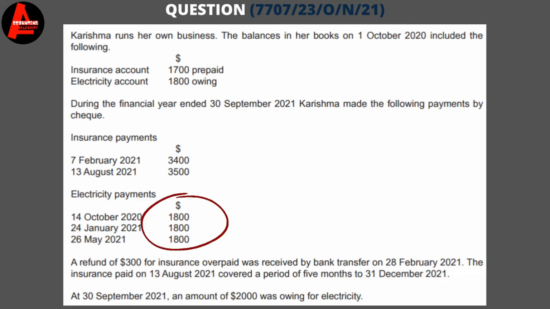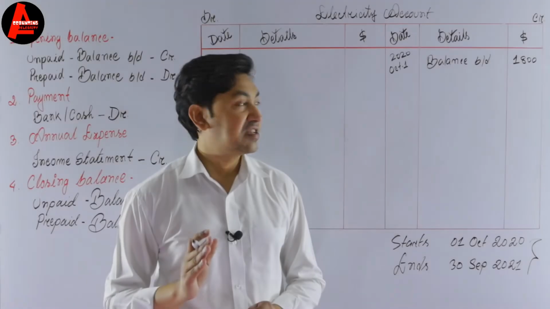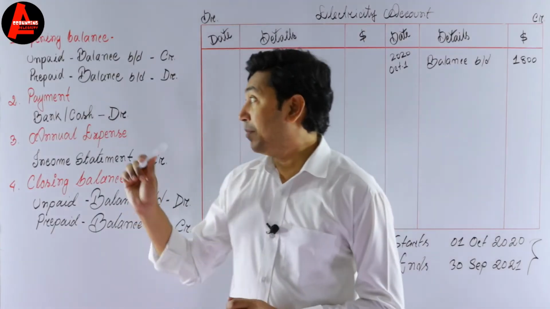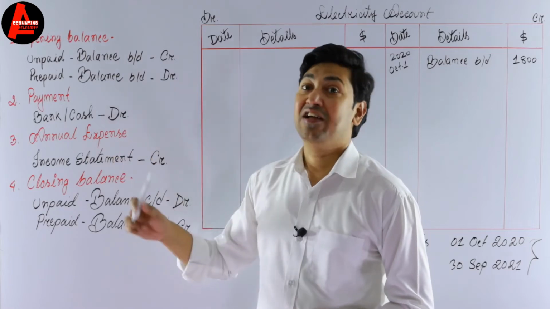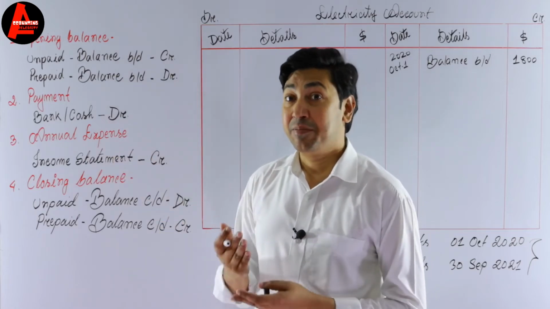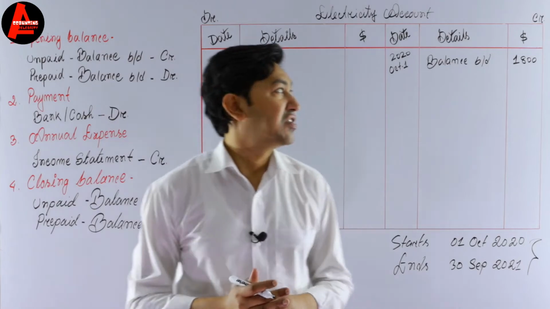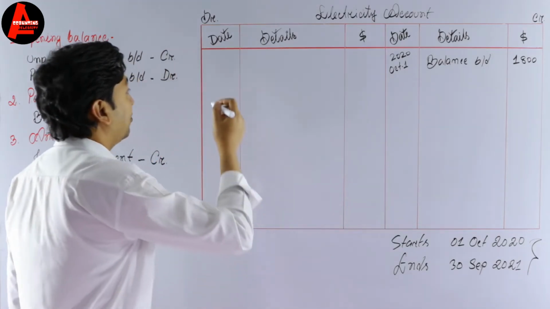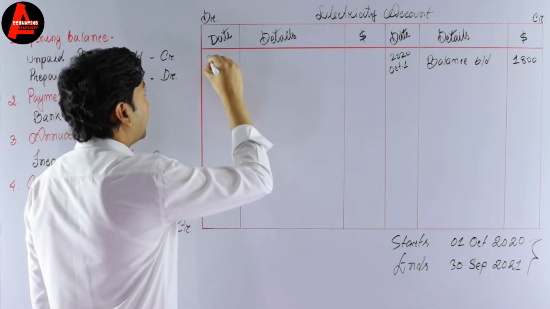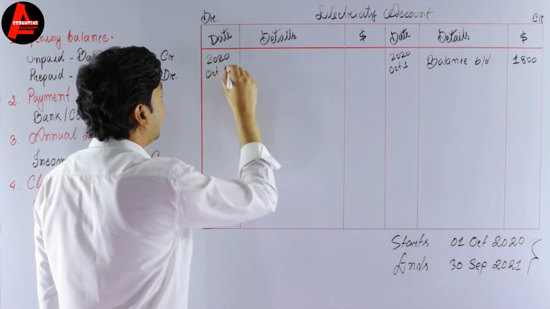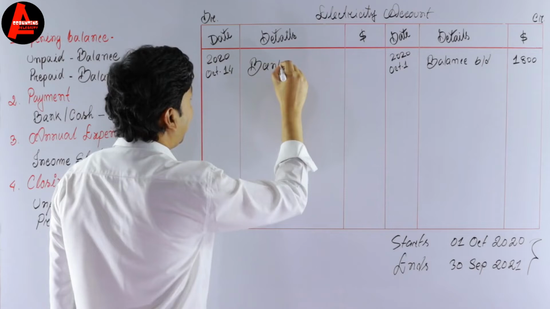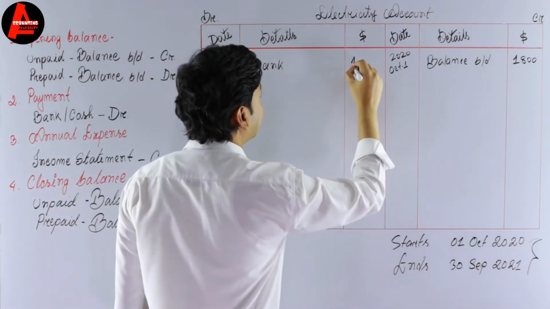The first one is 14 October, the second one is 24 January 2021, and the third one is 26th May 2021. These will all be bank and recorded on the debit side, because these payments are made by check. So let us come to the debit side. We have the date first, 2020. The first payment is October 14. Let us write bank, and the amount is $1,800.